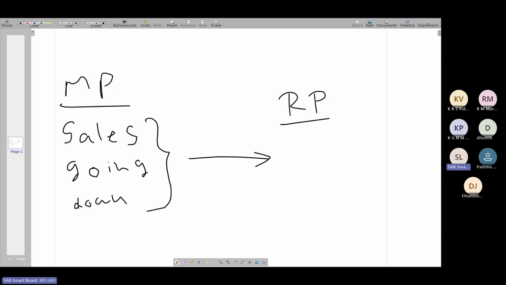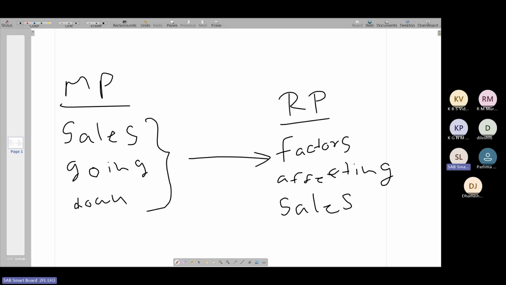Or else this managerial problem means the experience or the current scenario that they are facing. So when it comes to a research problem, the research team can identify or can go with the factors affecting the sales volume or the sales of, let's say, ABC company. Don't worry about my handwriting.